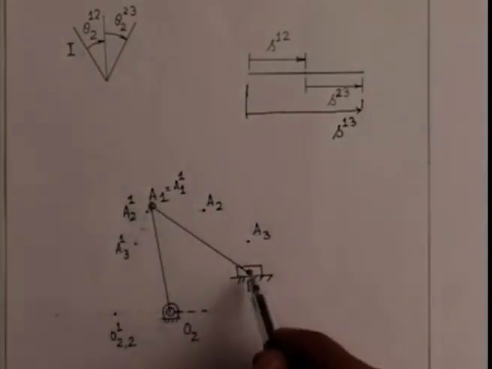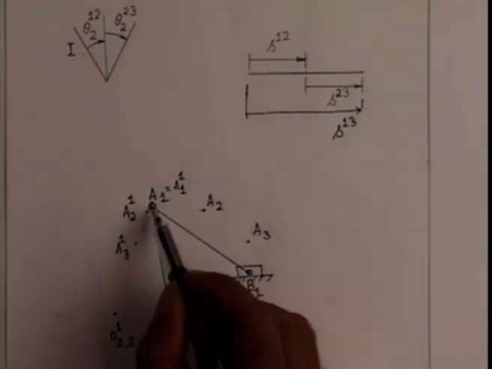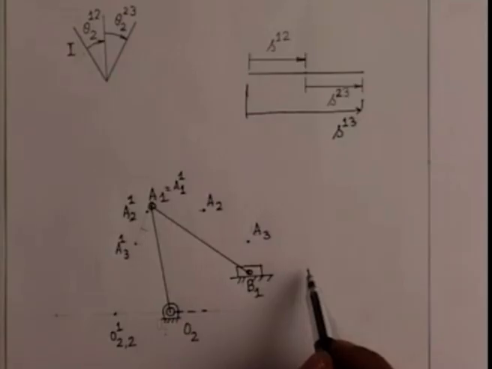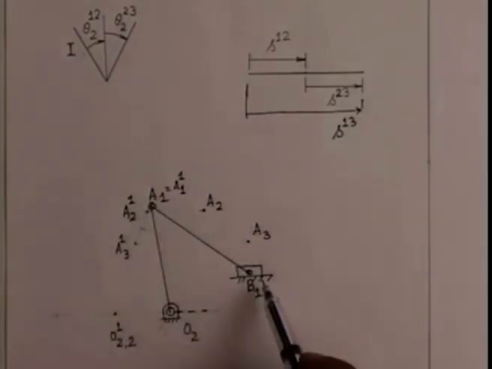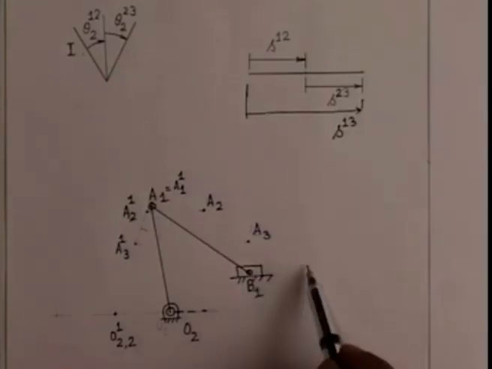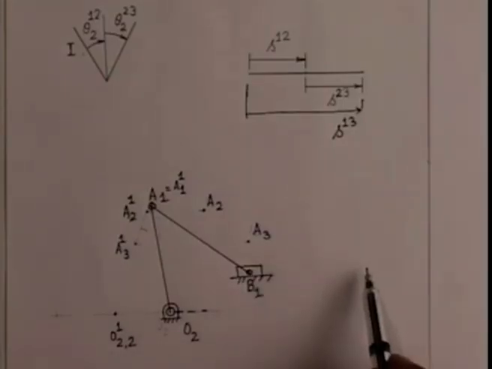O2 A1 B1 is the required slider crank mechanism such that when A1 goes to A2, B1 will move to the right by S12, and as A1 goes to A3, this slider will move again to the right by a magnitude S23.